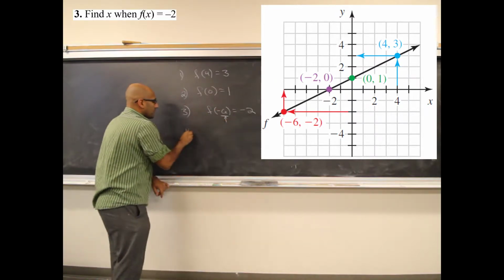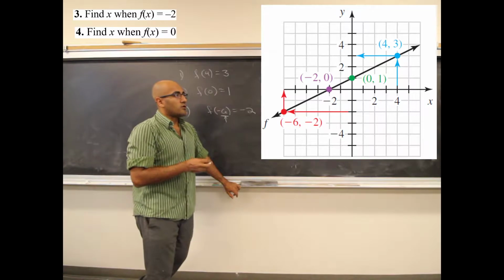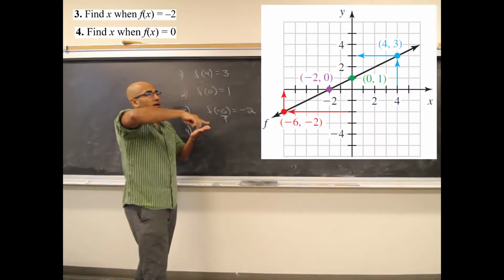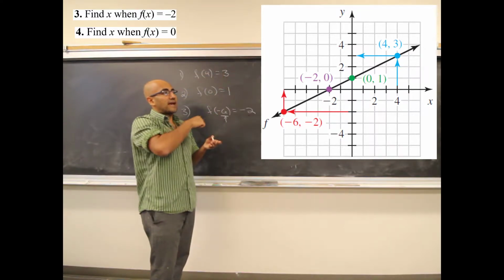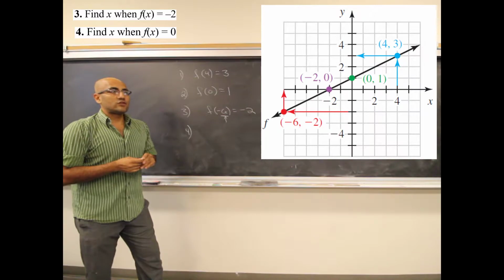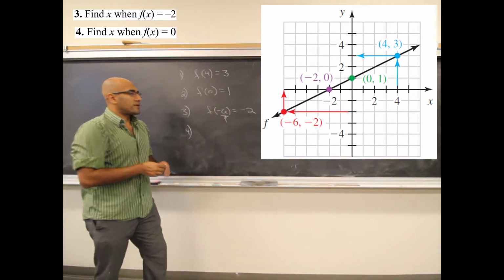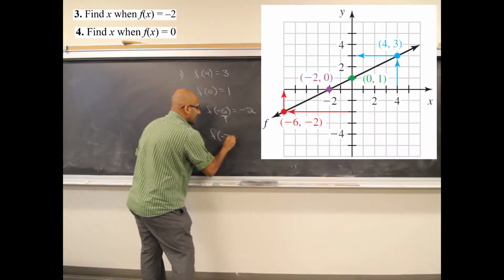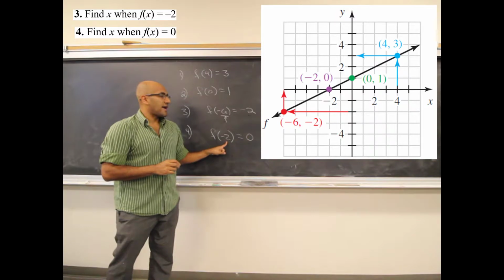So for the last one, number 4, find x when f of x is 0. Again, the y value is 0. When is this thing going to cross the x-axis? We see that the answer is negative 2. (Negative 2, 0) is the x-intercept point. So that'll be our answer. We'd say that f of negative 2 equals 0. Right? The y is the 0, the x is negative 2.